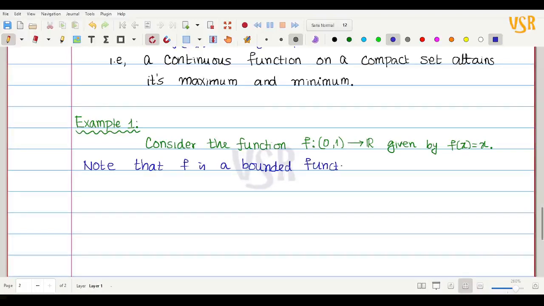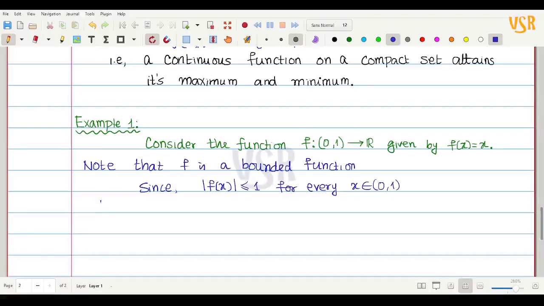A bounded function means that the modulus of f of x is always less than or equal to 1 for every x belonging to the domain (0,1). Here f of x is just x, so that is always less than or equal to 1. So f is a bounded function.